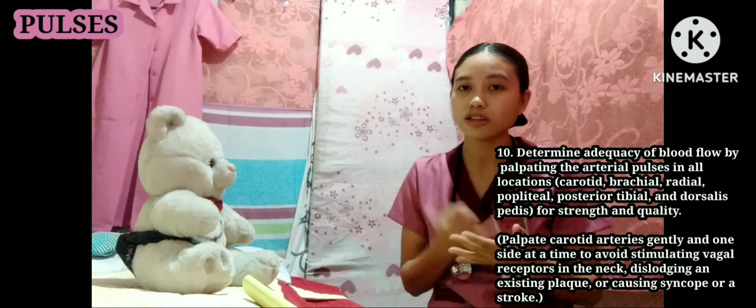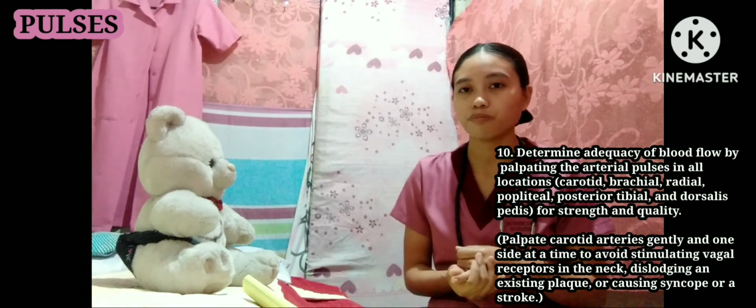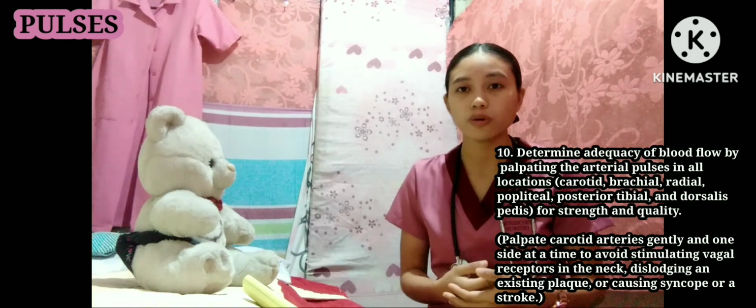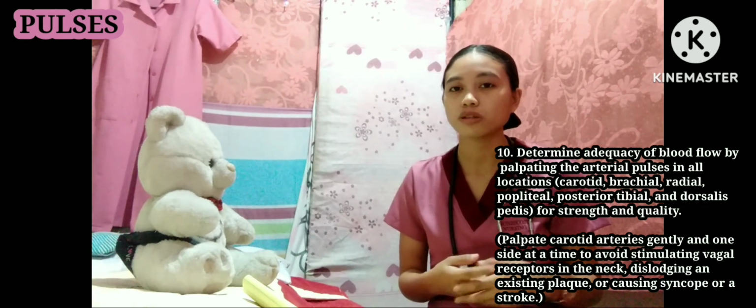So after measuring the activity tolerance, we determine the adequacy of blood flow by palpating the arterial pulses in all locations: the carotid, the brachial, the radial, popliteal, posterior tibial, and dorsalis pedis. So for strength and quality, we'll palpate the carotid arteries gently and one side at a time to avoid stimulating vagal receptors in the neck, dislodging an existing plaque or causing syncope or a stroke.